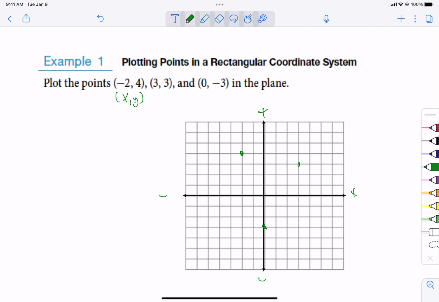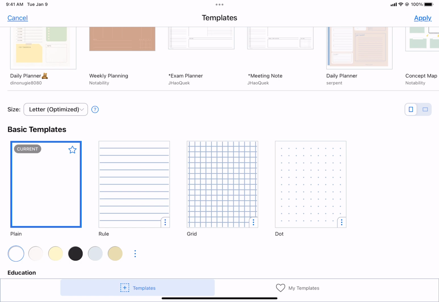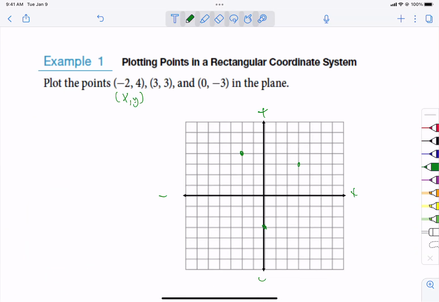I will try to provide you graph paper when necessary. Again, keeping a picture of graph paper in your photos is probably just a really quick way to always have access to it. Remember, when you're dealing with Notability, the 3 dots in the corner, see where it says templates there. If you go to templates, you do have the option for the basic templates to get lines, dots, or a grid. So you can change your paper or add a sheet that has graph paper on it too.